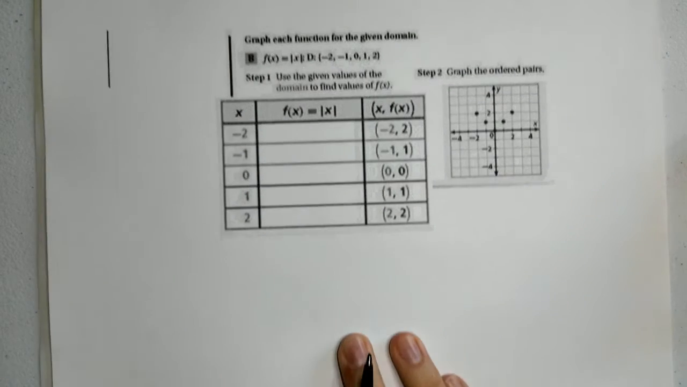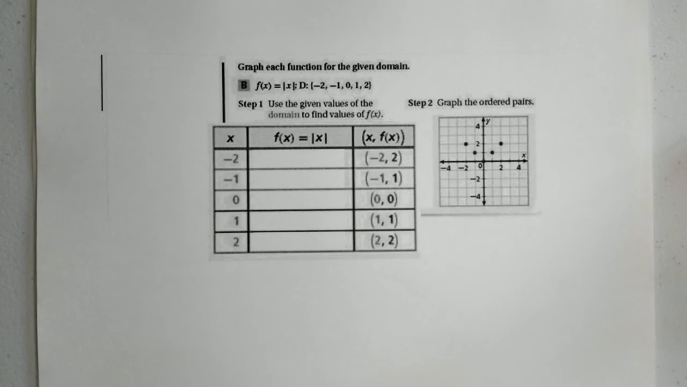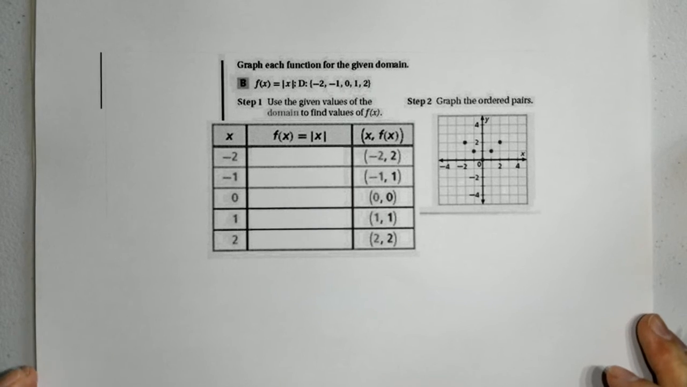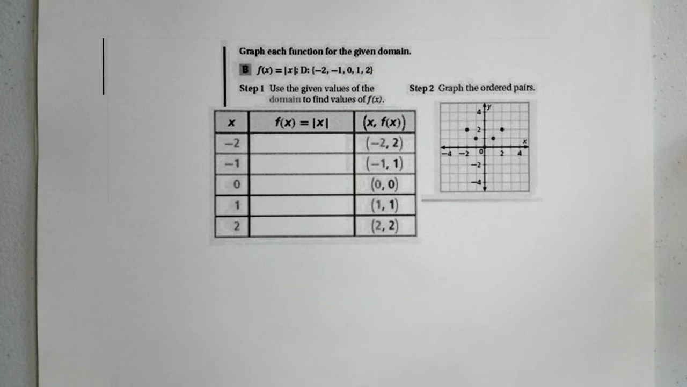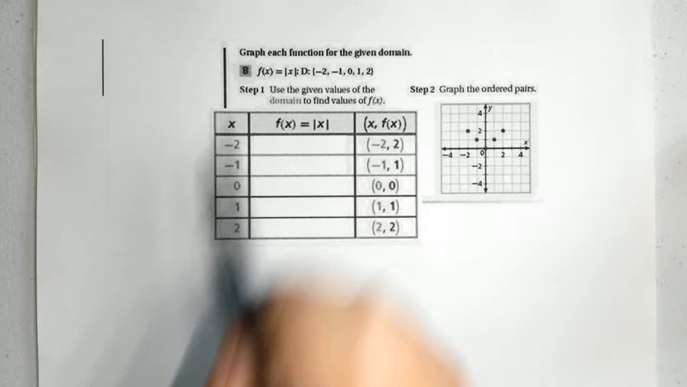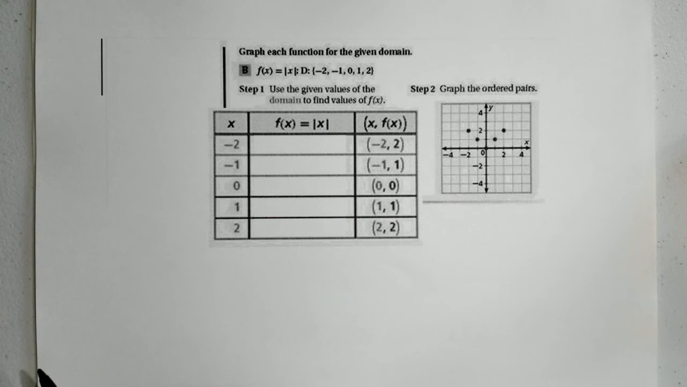There is a part B to this. We're going to look at another function this time. We have f of x equals the absolute value of x, and our domain is negative 2, negative 1, 0, 1, and 2. So we don't have to go and solve for y this time. We're already given it in function notation, so we can just start substituting in those values for x.